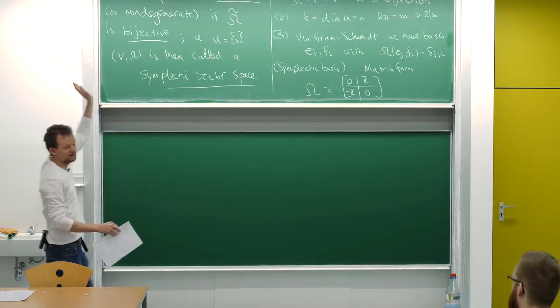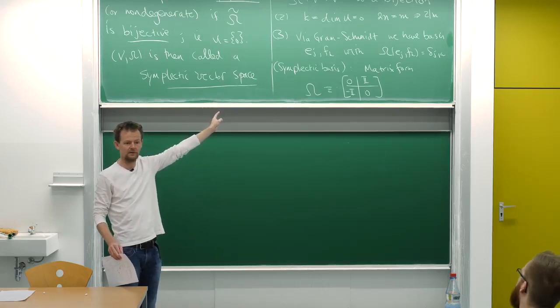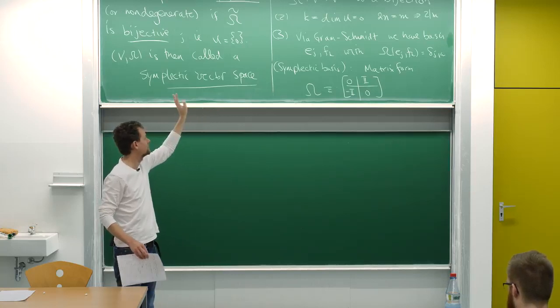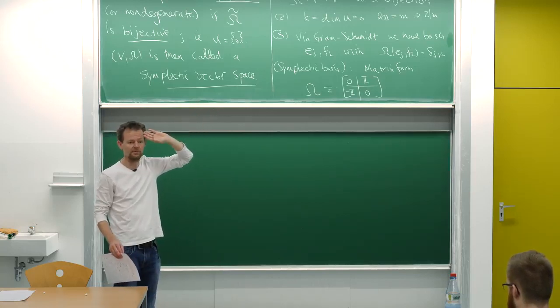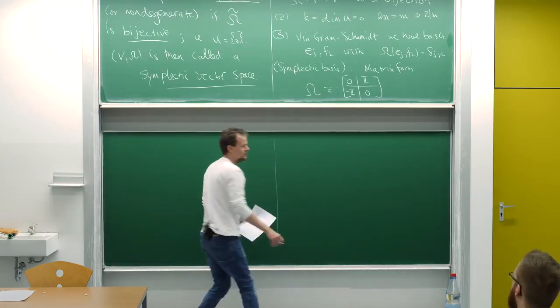Well, that's a symplectic vector space. I've given you the objects of this category of vector spaces. Now let's look at the maps between them, but before we do that, I'll talk about subspaces. So if you have a vector space, you can have a subspace, right? That's easy enough to define.